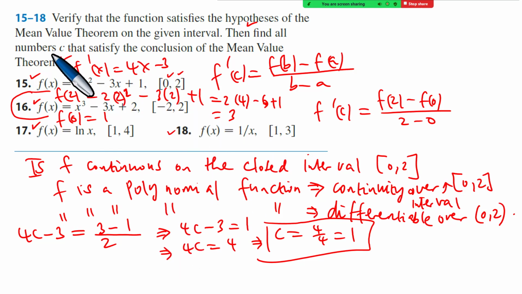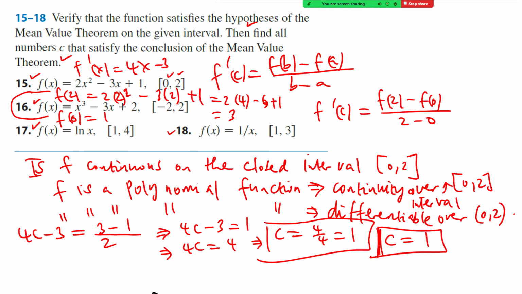We are to find all numbers c that satisfy the conclusion of the mean value theorem. We can see here that the number c is exactly 1. So c is 1. We have solved this one and we're done. Let us try the next problem.